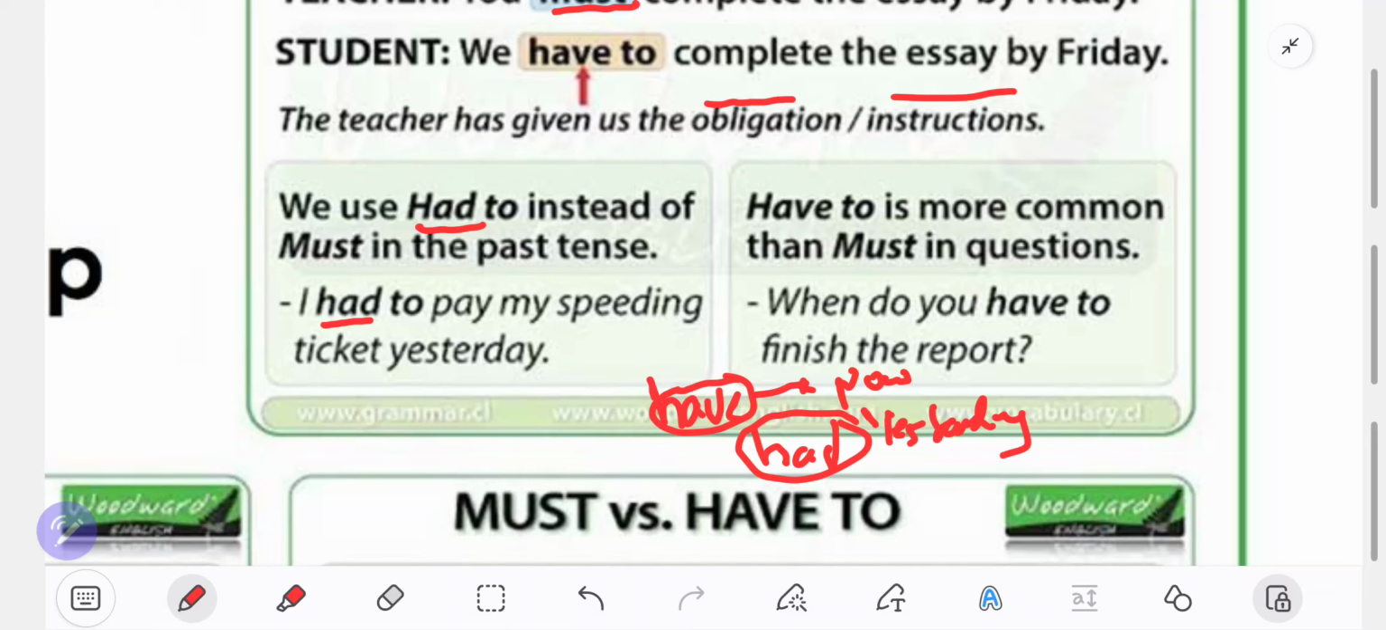But for the true sentence, you have to use had to. Had to is an indicator for past tense. Had to. Had is verb 1, to. I had to pay my speeding ticket yesterday.